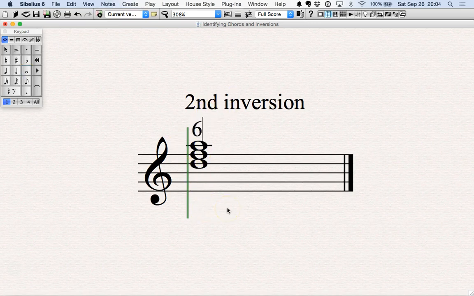We'll put the little symbol right below and see if we can make this work. D minor 6/4. Voila.